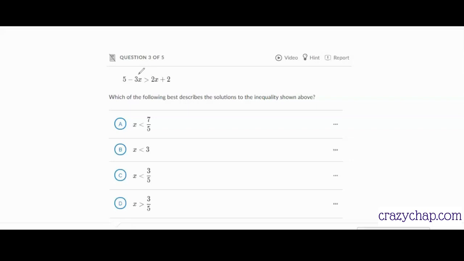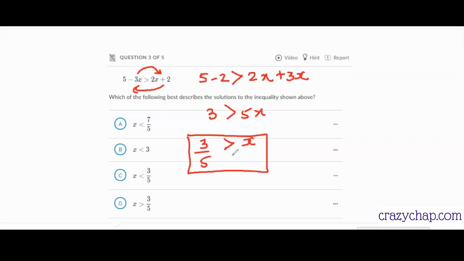Option D should be the correct answer. Solving question number 3, we have to solve for x. So negative 3x I will bring this side and plus 2 I will bring this side. So we get 5 minus 2 is greater than 2x minus 3x comes this side to get plus 3x. So we get 3 is greater than 5x. Solving for x, 5 will go to the other side in division. So x is less than 3 over 5. X is on the smaller side, so it is less than. Option C should be the correct answer.